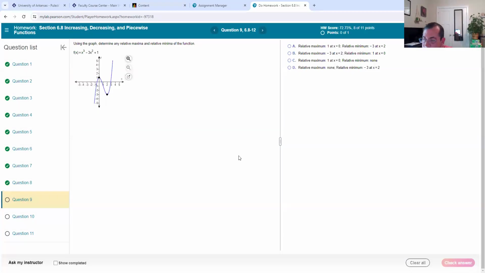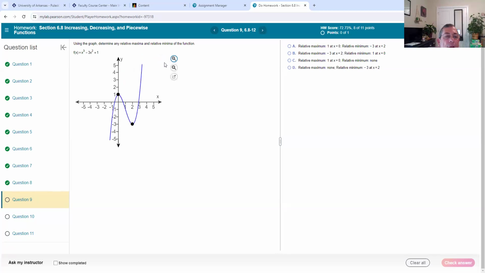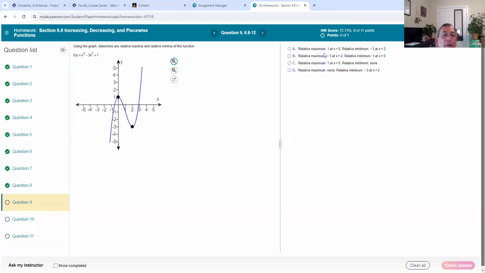All right, y'all. Let me write this next one down. So we had one more of these. Let me make this one bigger. Now notice this one, all they want to know is the relative max and relative minimum. They're giving me 4 answers.